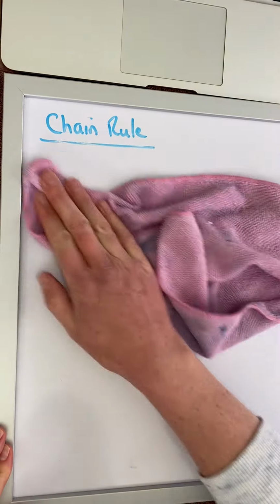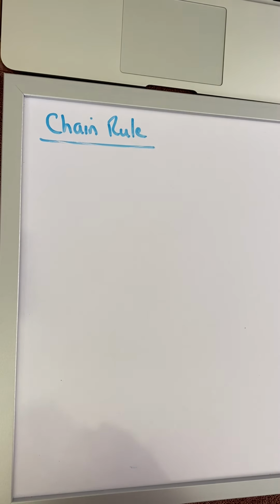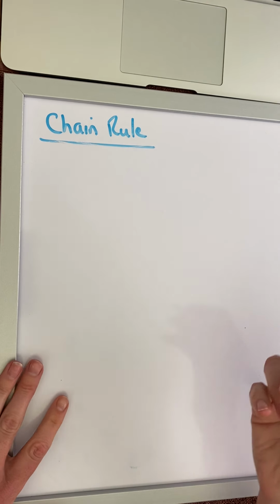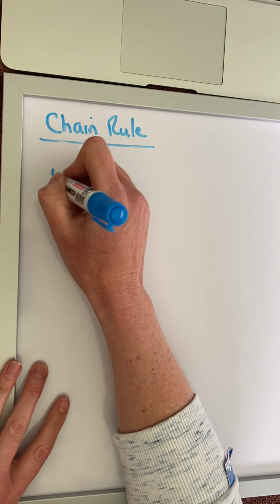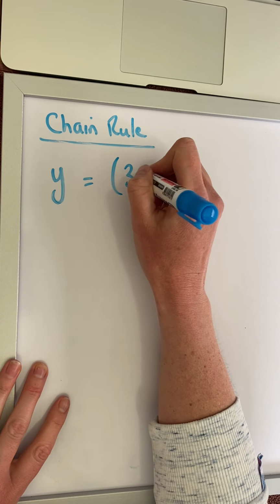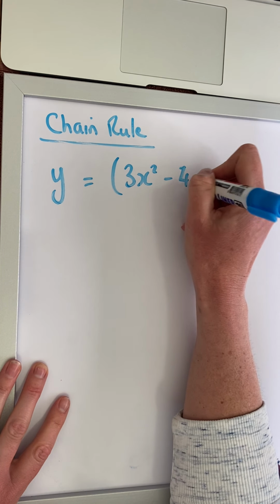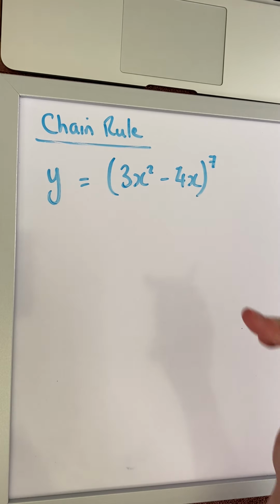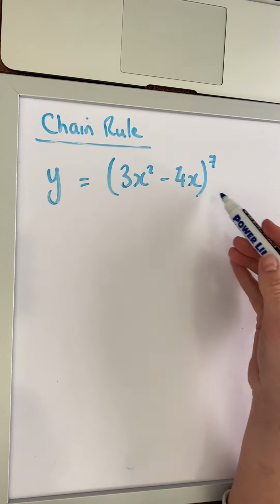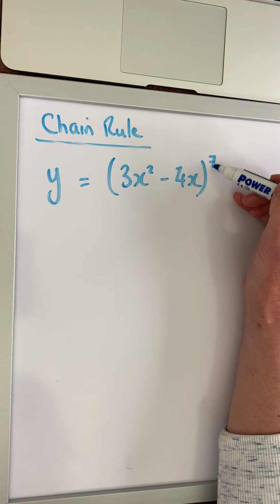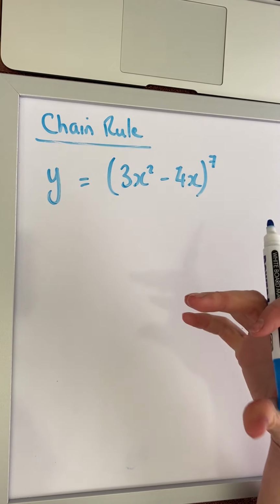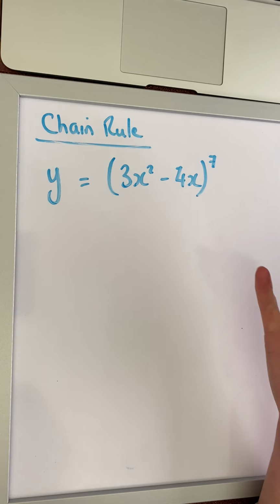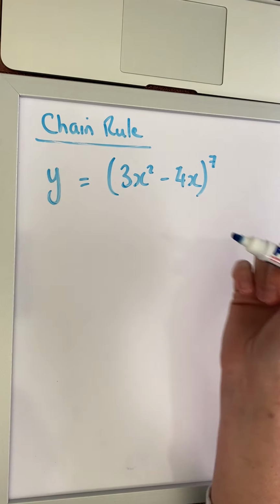Right, so chain rule. Sometimes we have a complicated function, so it's kind of like a function within a function. So say, for example, I have the function y is equal to 3x squared minus 4x all to the power of 7. Now, unfortunately, in terms of multiplying this out, it's going to be quite complicated because we have a power of 7. We don't want to waste our time multiplying that expression by itself 7 times. So we have to have a way of dealing with it, and that's where our chain rule comes in.